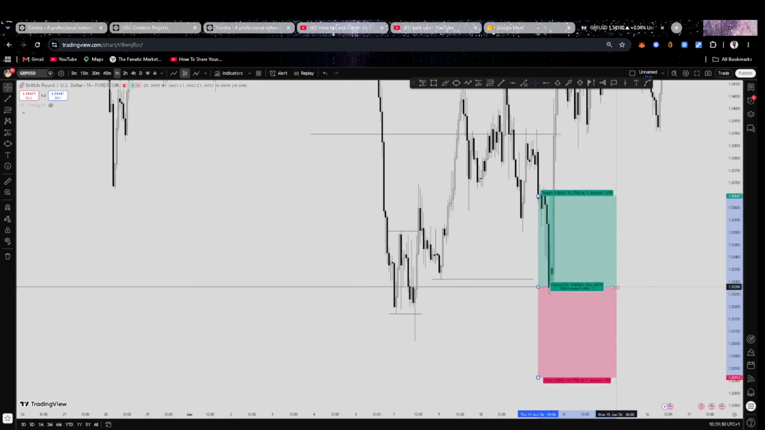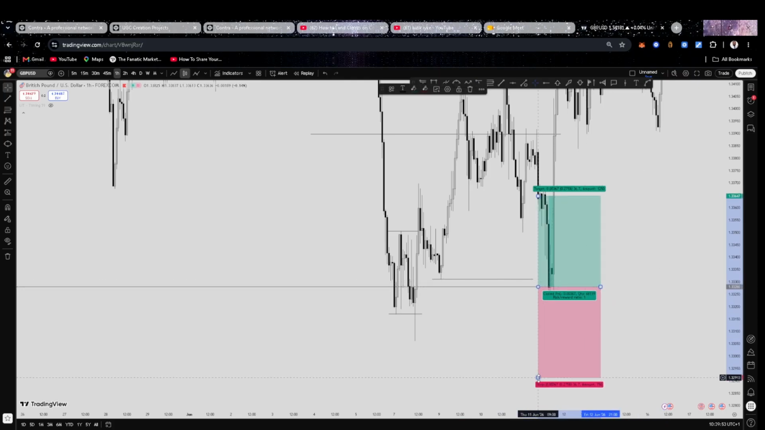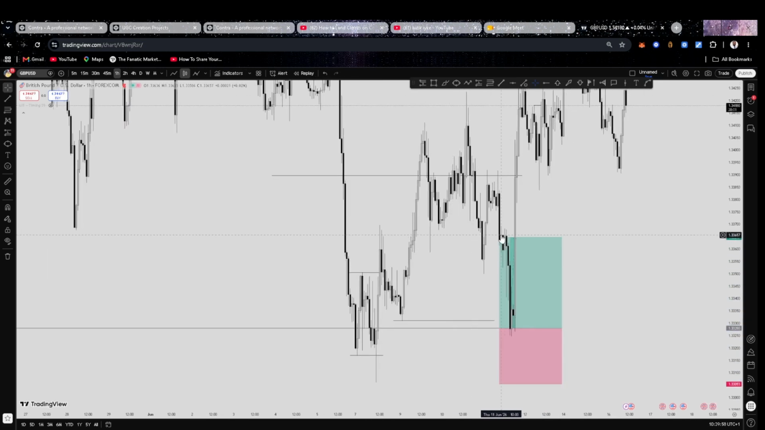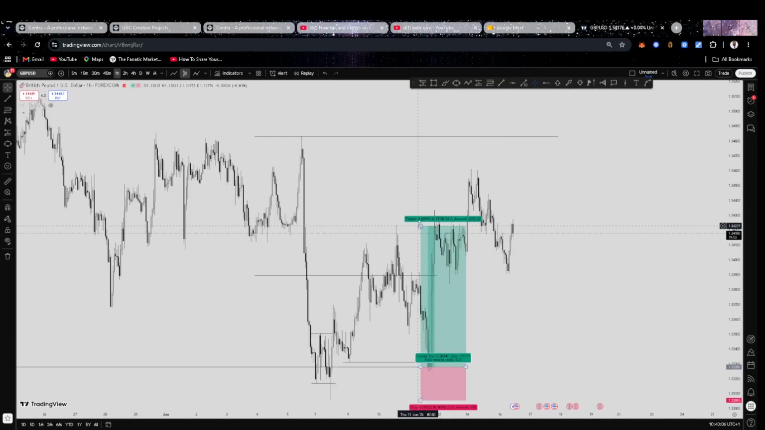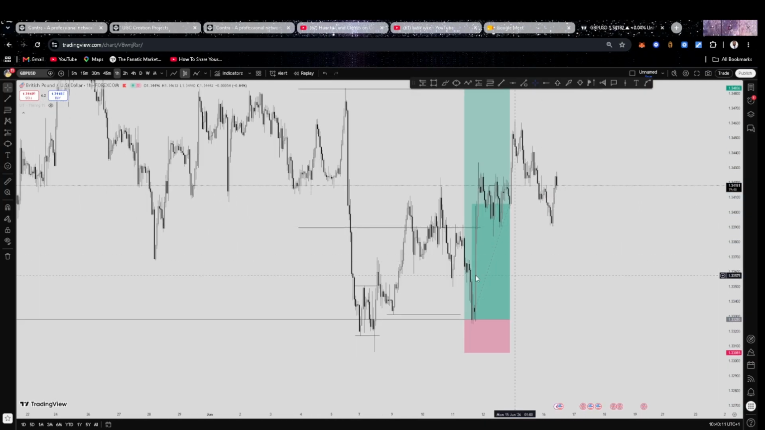And never use a tight stop loss. Put your stop loss where necessary. You can put it below this, and you can target this high right here, which is the 1:4. This is your first TP, and your overall TP should be here because you already know where price is going to. You already know your direction.